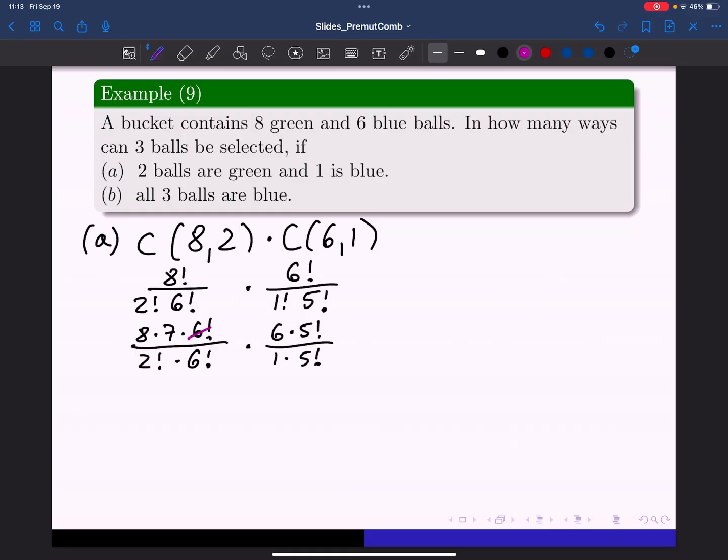We cancel out what we can. This factorial we should write as 2 times 1. So then 8 and 2 reduces to 4. And here this cancels out. If we multiply everything all together, we have 28 times 6. So this gives me 168 choices for part A.